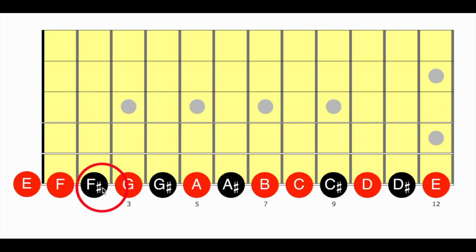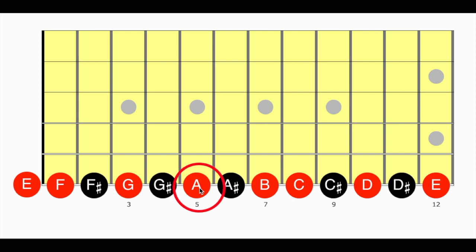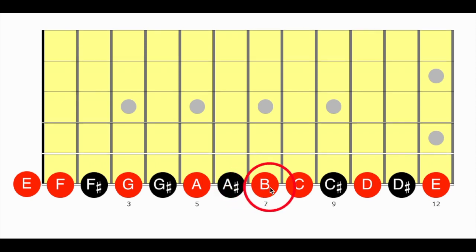Then we go to the 3rd fret, the next letter in the alphabet, G. G has a sharp on the 4th fret. We've run out of letters in the musical alphabet, so we go back to the beginning of the alphabet. We have an A on the 5th fret. A has a sharp. A sharp is higher than A. Then we have B on the 7th fret. B does not have a sharp.